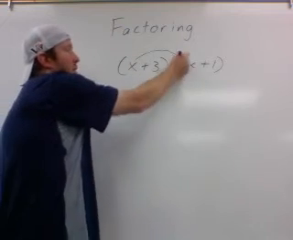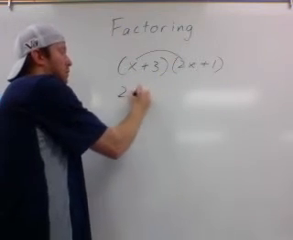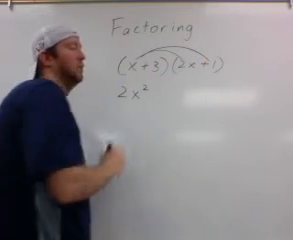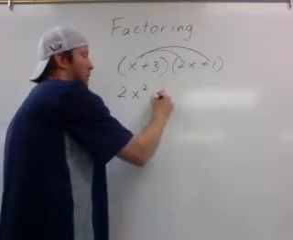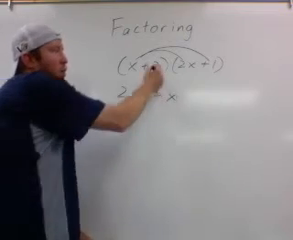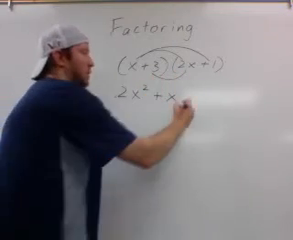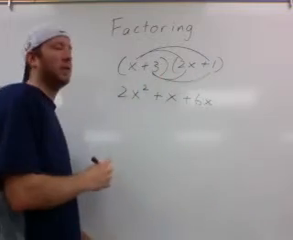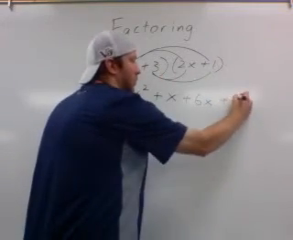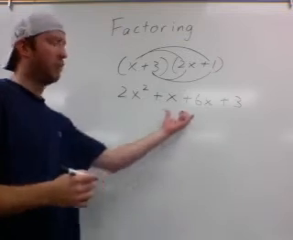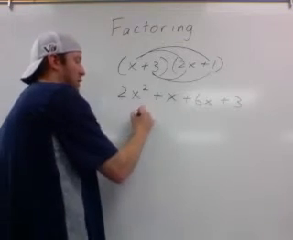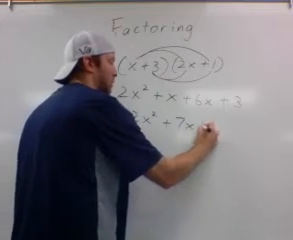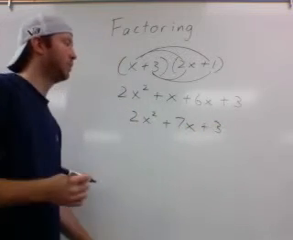So I'm going to take x times 2x, which is 2x squared, and then x times 1 is 1x. And then I move on to the 3 times 2x is 6x, and then 3 times 1 is 3. Okay. Then I can combine some like terms and get 2x squared plus 7x plus 3.